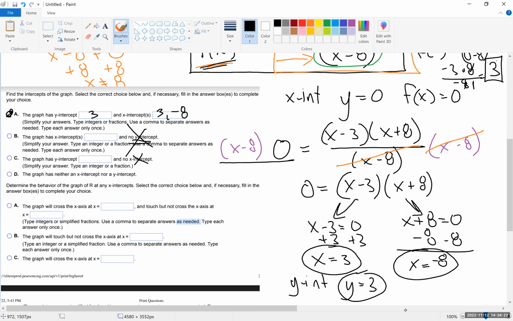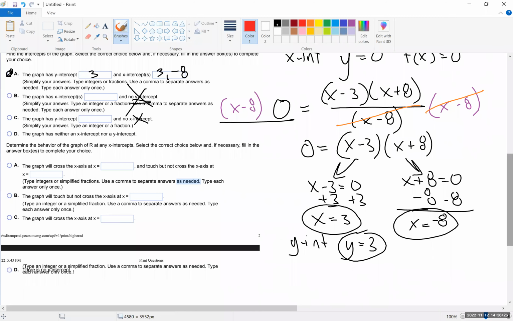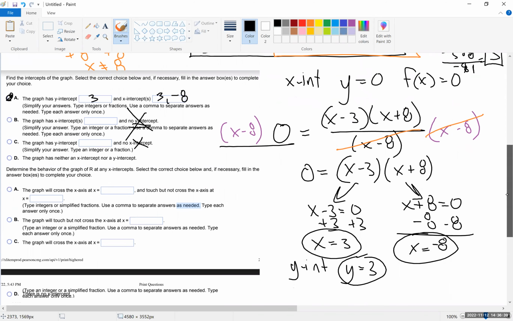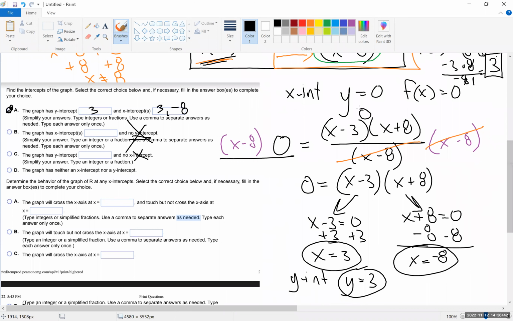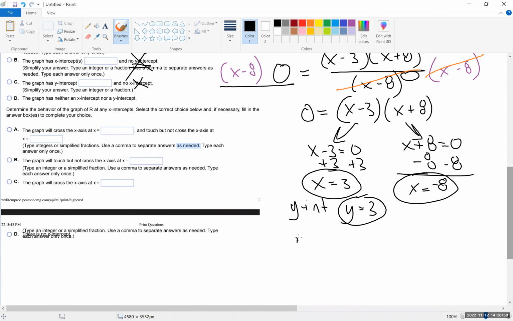All right, let's pause here. Now what we're going to do, it says determine the behavior of the graph at the intercepts. So select the correct choice. If necessary, fill it in. So this is where we talk about the multiplicity. The multiplicity is the exponent where we got our 0 from, or our vertical asymptote. The exponent here is 1. All of them are 1. So if the multiplicity is odd, which ours is, we say that it crosses.